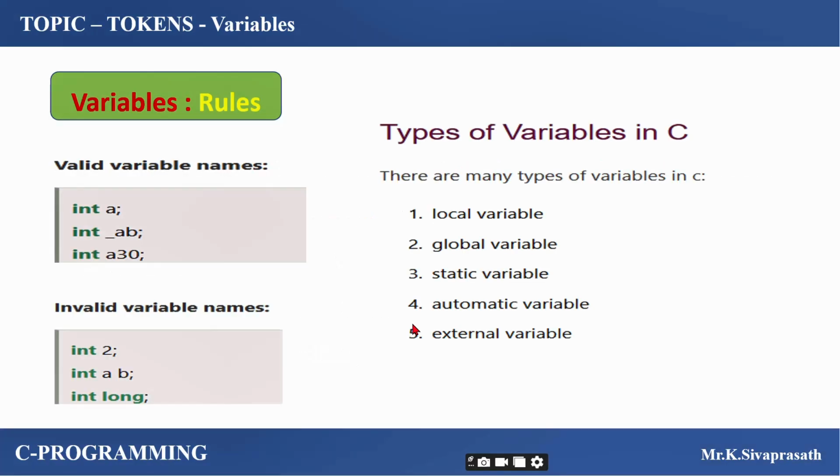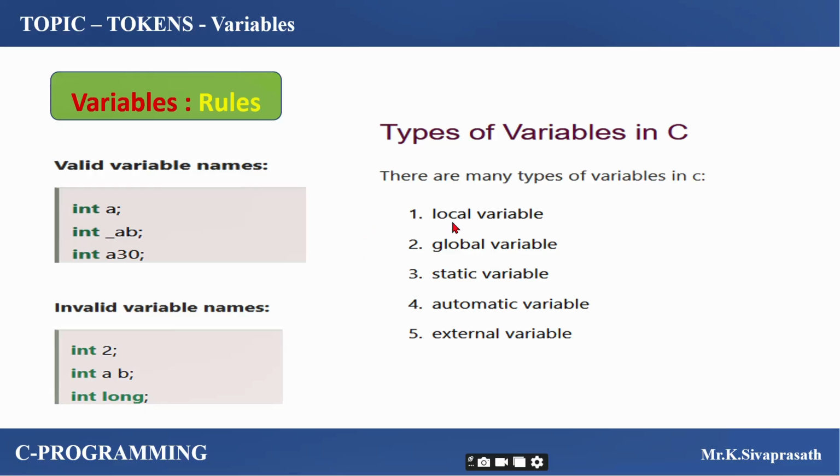And now we have certain valid and invalid variable names for better understanding. As per the rules, a can be taken as a valid variable, as can _ab, and a30, so alphanumeric can also be taken. Invalid ones: names starting with numbers are not allowed, white spaces, and keywords you cannot use as a variable name. So these are all the important rules to be followed to ensure correct variable declaration.